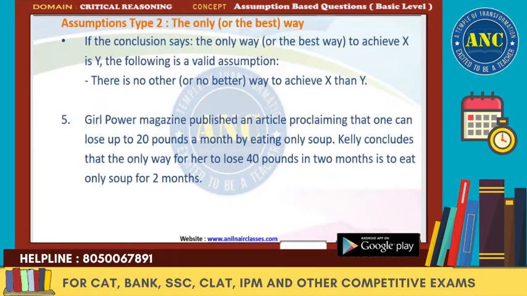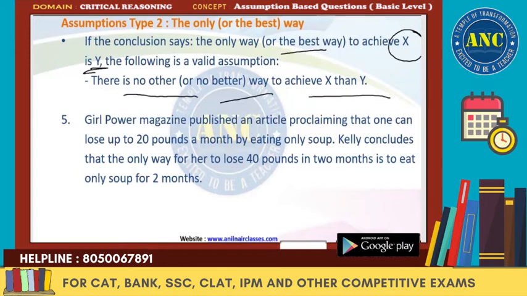Another type, the only or the best way: if the conclusion says the only way or the best way to achieve X is Y, the following is a valid assumption. If it says there is no other way to achieve X than Y.